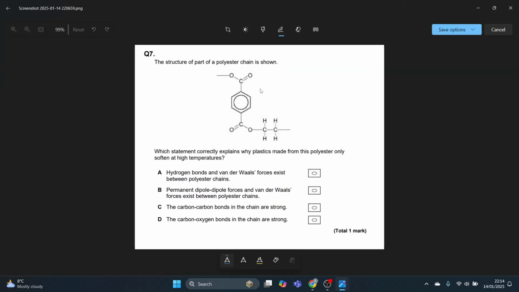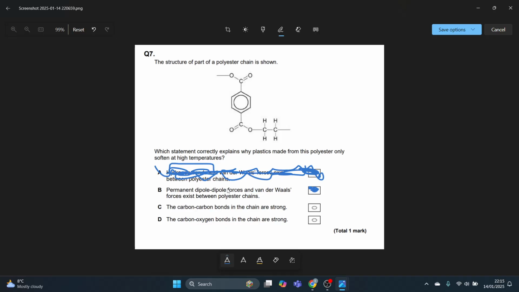The structure of part of a polyester chain is shown. Which statement correctly explains why plastics made from this polyester only soften at high temperatures? A lot of students, including myself, immediately go for A, hydrogen bonds. It must be it. It's not A. The answer is B. Remember, the permanent dipole force and the van der Waals forces exist between the polymer chains, not the hydrogen bonds. What is C and D? Well, obviously it's not C or D as well. The answer is B.